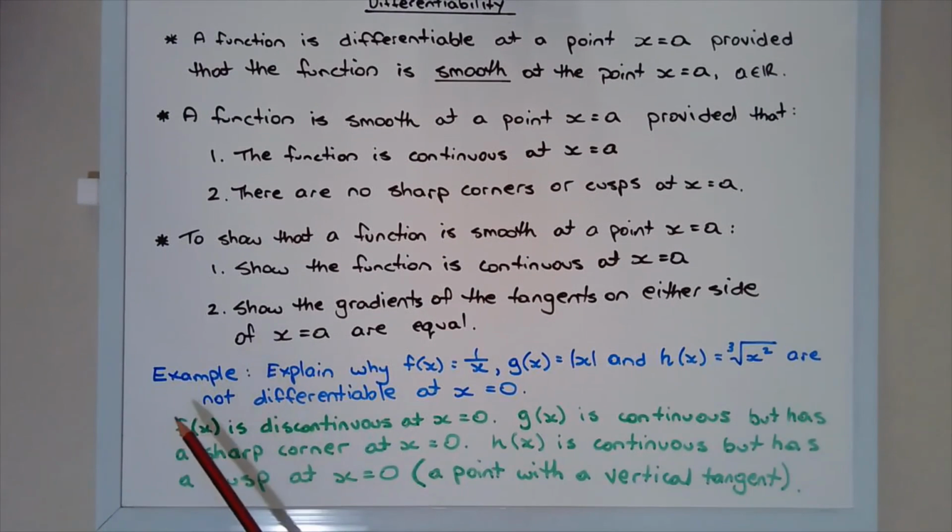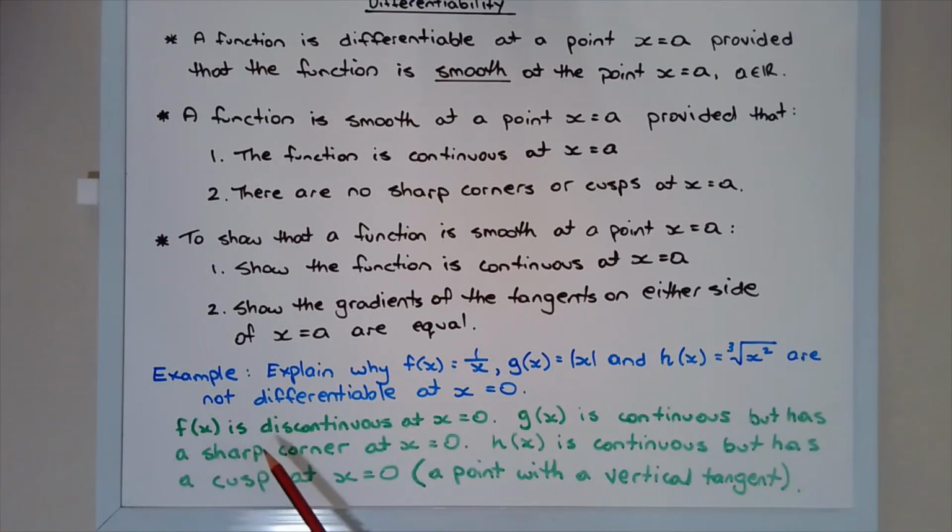Let's have a look at an example. Explain why f of x equals 1 on x, g of x equals the absolute value of x, and h of x equals the cube root of x squared are not differentiable at x equals 0. I would invite you at this point, if you'd like to pause the video, you may graph these using any graphing software and have a look for yourself.